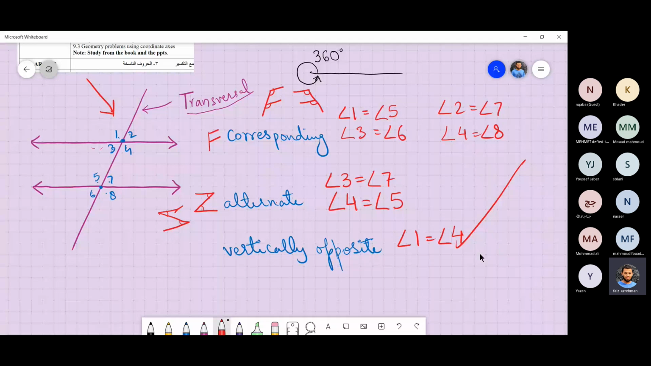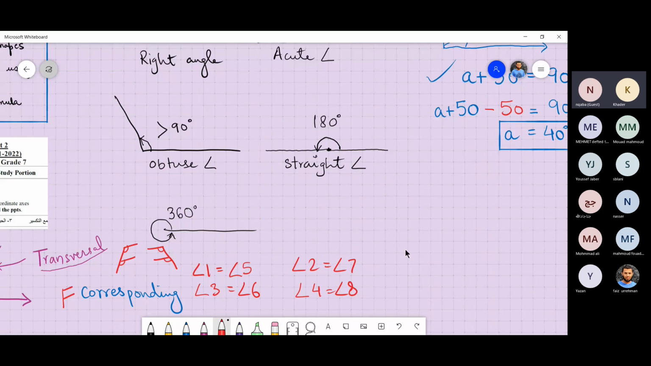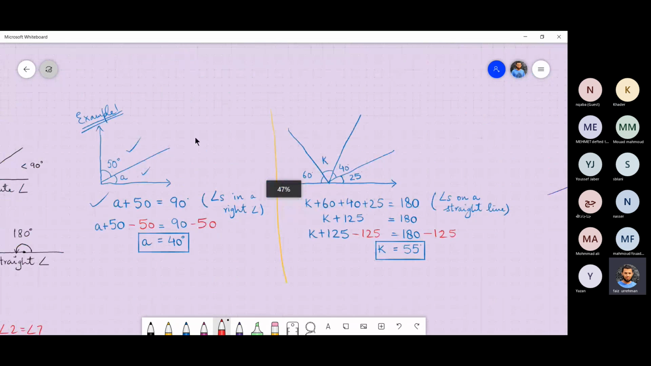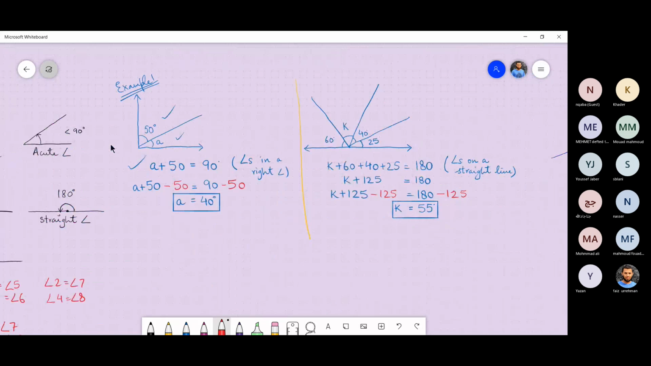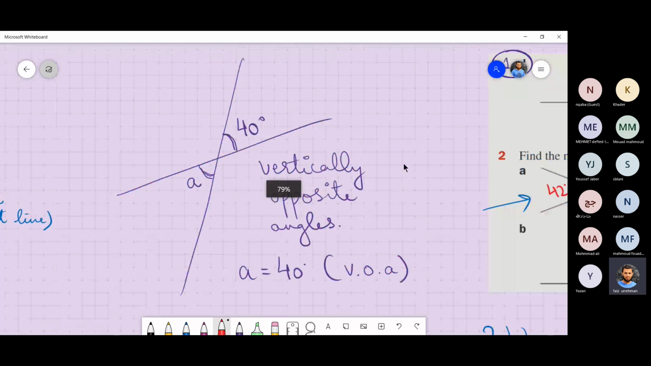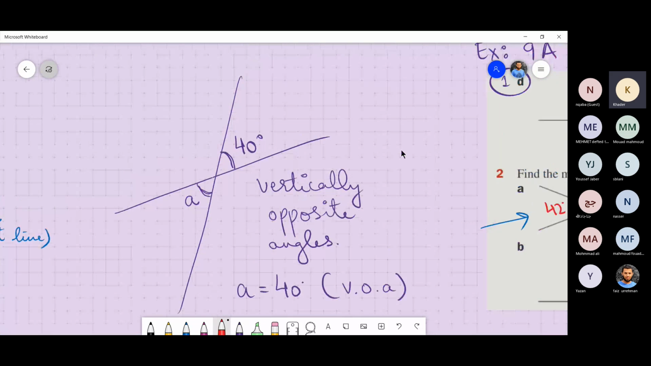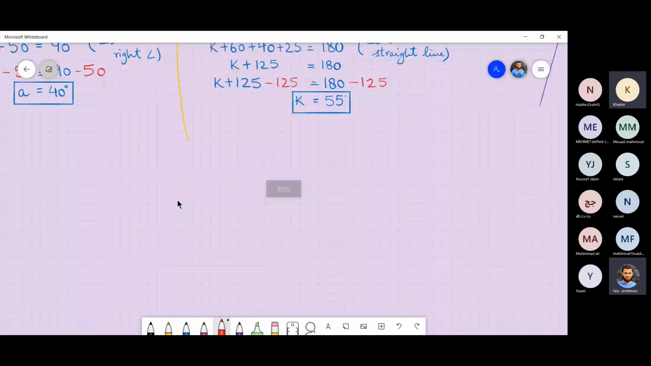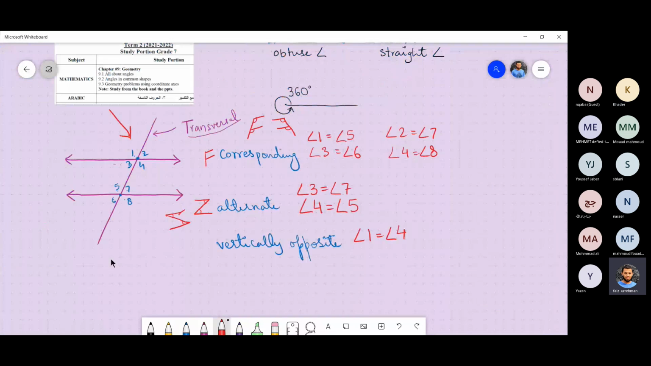Did I explain above or not? Yes. You are learning new things and forgetting the previous things. What did I explain here? Now I'm zooming it. What did I explain here? You are forgetting the thing I told you 15 minutes ago.